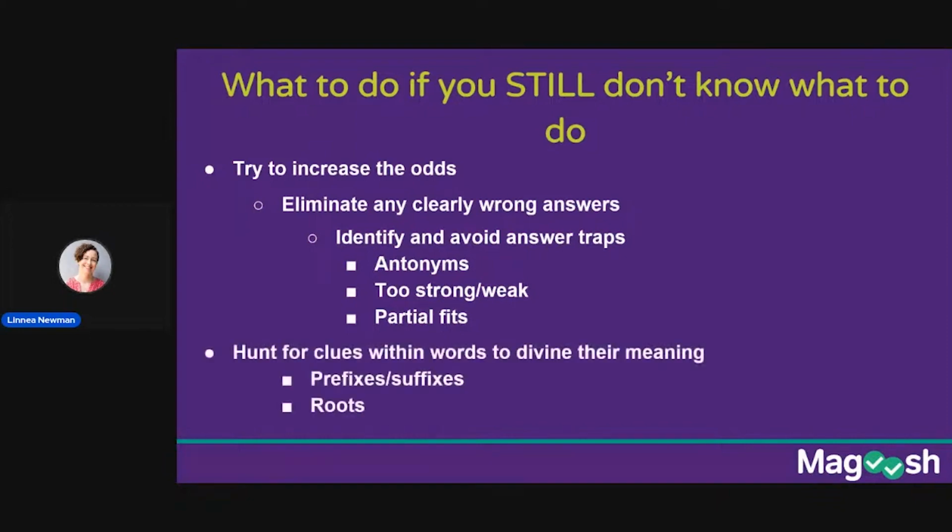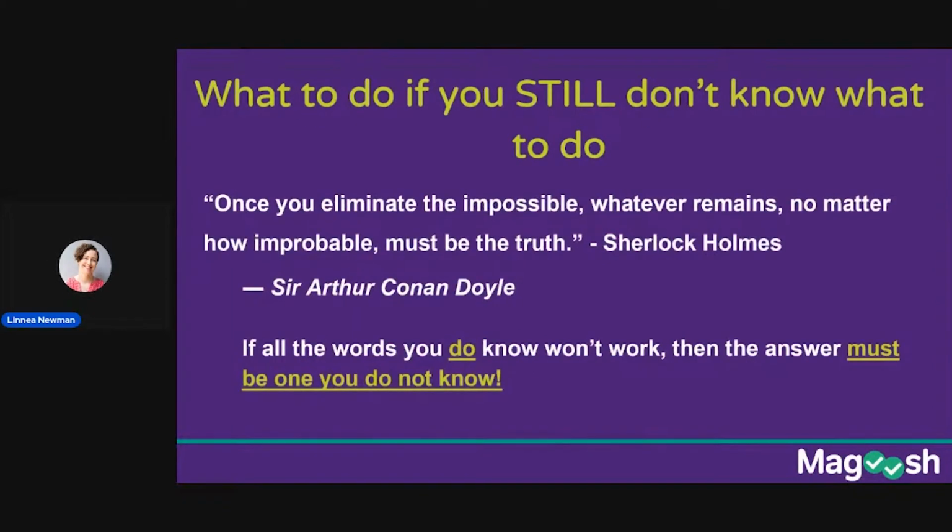Hunt for clues within words to divine their meaning. So if you're not sure what words mean, think about, okay, well, do the prefix or suffix reveal anything to me about the part of speech or a word that this might be related to? Roots can definitely help you. Think about context you might have heard the words in. Was it a positive or negative context? Anything that helps you begin to eliminate down. And then, of course, according to this Sir Arthur Conan Doyle quote, basically, if you've eliminated everything else and a word you don't know is the only word that remains, well, that's probably the word that is correct.